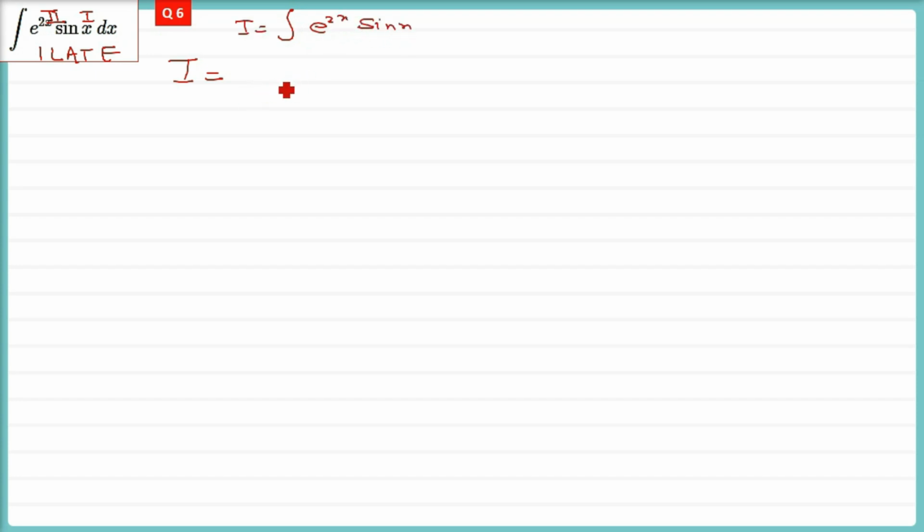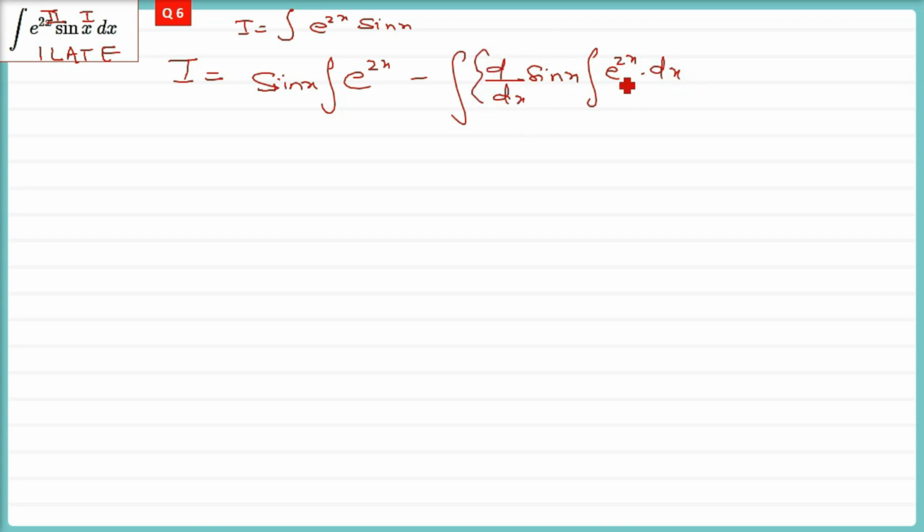So first of all sin x will come in front, integration of e raised to x, minus the integration of the first function's differentiation, then the integration of e raised to x, again integration and final integration. So we'll again integrate it after multiplying. The integral of e raised to x will be e raised to x by 2. This will be sin x minus integration, d by dx of sin x is cos x, e raised to x will be e raised to x divided by 2.